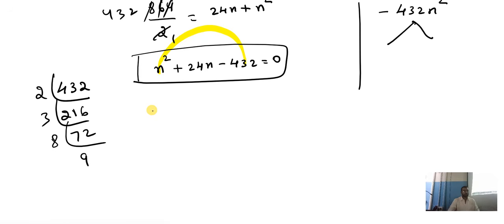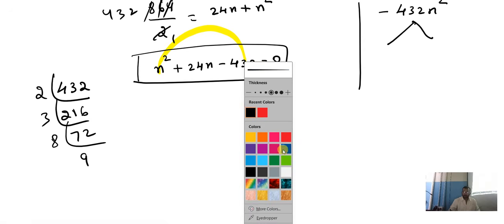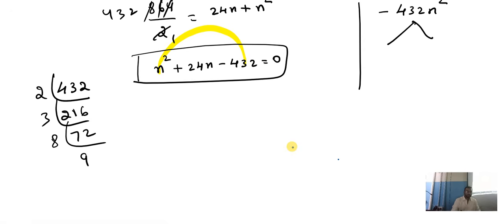Yes. Listen to the condition clearly. Now the condition is: what should be in the middle, the middle term we should get? 24n. We need 24. Now do one thing: make one pair of these two numbers and another pair of these two numbers, and check whether we get the answer. 3 2s are 6, 8 9s are 72. 72 plus 6 is 24? No, sir. 72 minus 6 is 24? No. Okay, no worries.